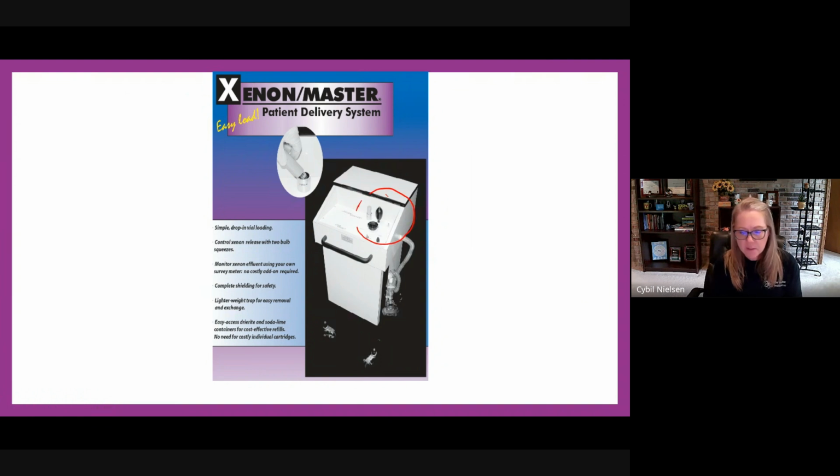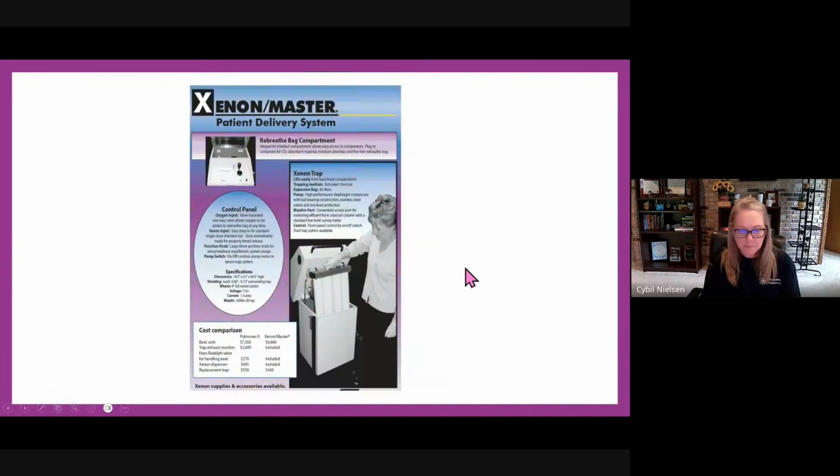This system here allows you to put the xenon directly into the system instead of using a xenon gun. You're going to do the same thing. You're going to push down on the xenon, and then you're going to pump the bulb a couple times to get the xenon into the mask. And then it directly goes into the mask.